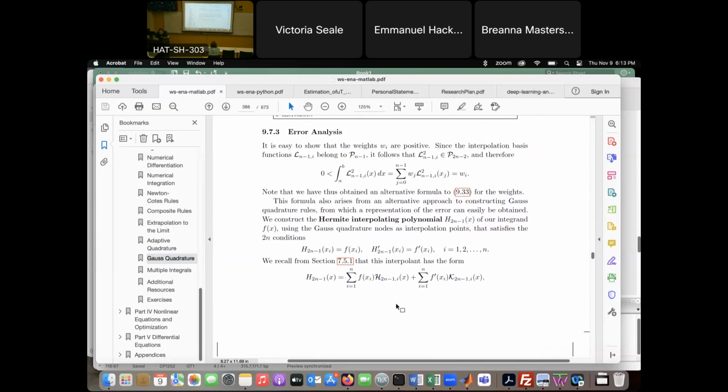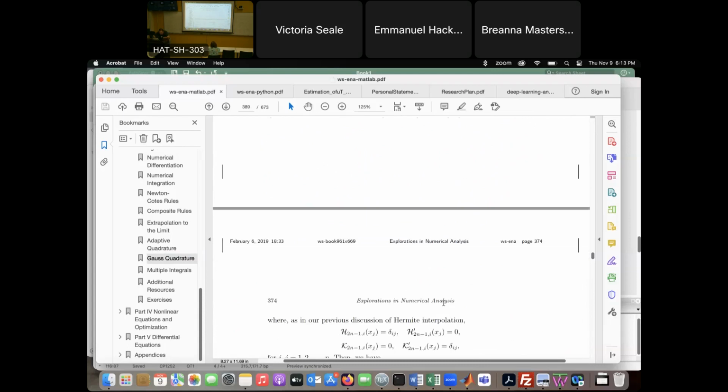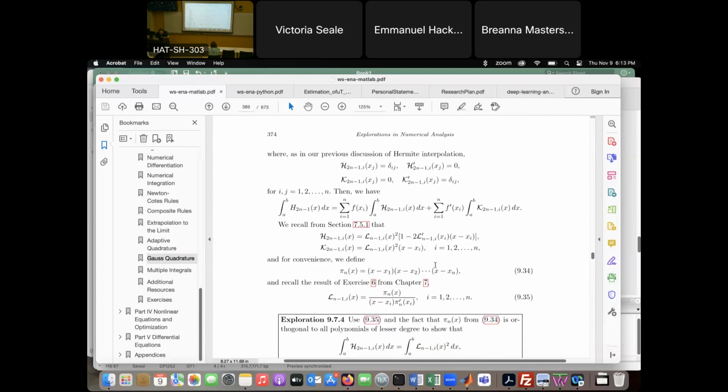It might seem strange that I'm getting the error in Gauss Quadrature by using a Hermite interpolated polynomial that requires values of f and f prime, because I'm certainly not going to use values of f prime in my approximate integral. But you'll see why this is actually a good idea. Again, to refresh your memory from Hermite interpolation, these are the formulas that were obtained for these strange polynomials, the fancy h's and the fancy k's.